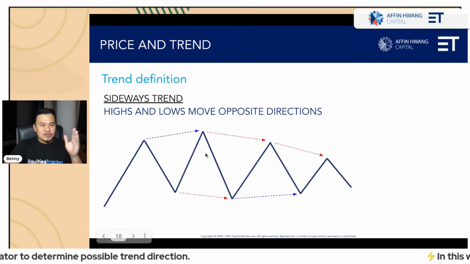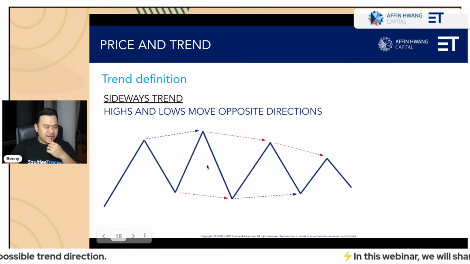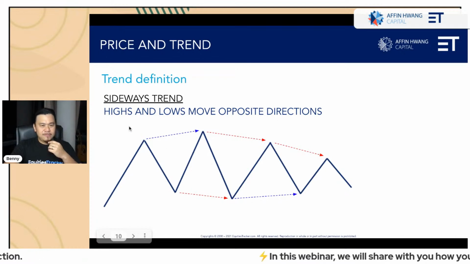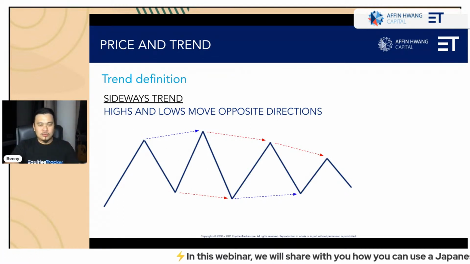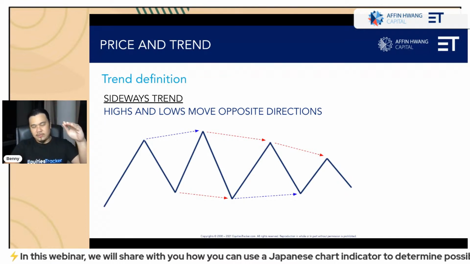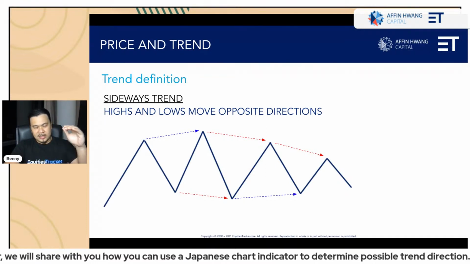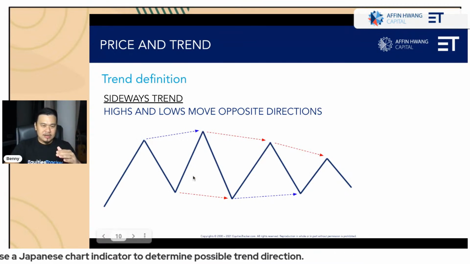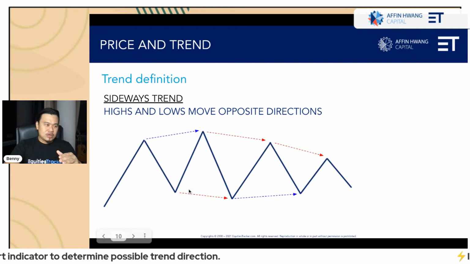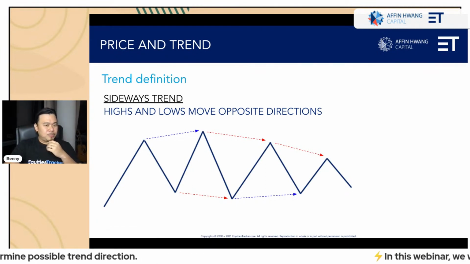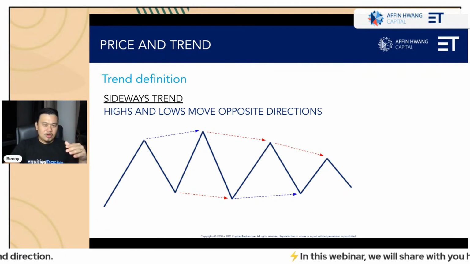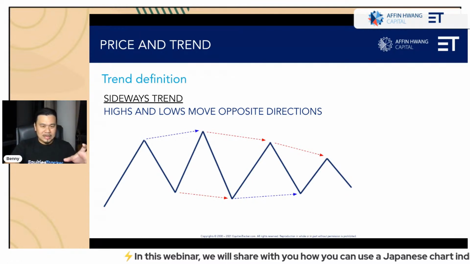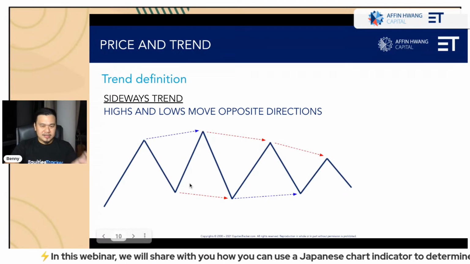Now, there are also times when price moves sideways. When the highs and lows move in opposite directions, the highs represent resistance, where most sellers are attracted, and the lows represent support. When we have a conflict between the highs and the lows, we normally call it a correction or a consolidation, because there is no clear direction between the buyers and the sellers.